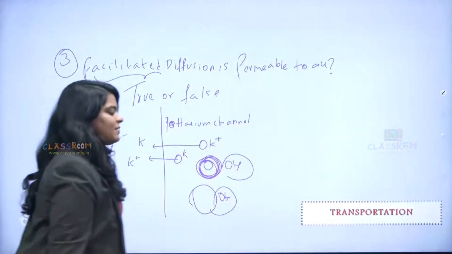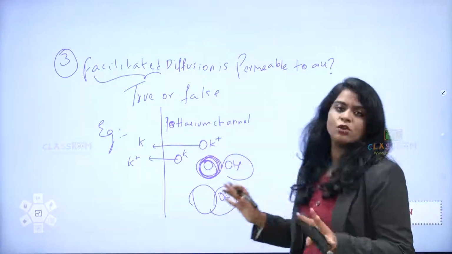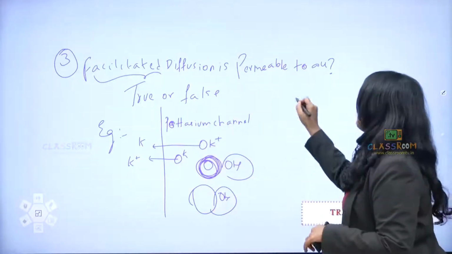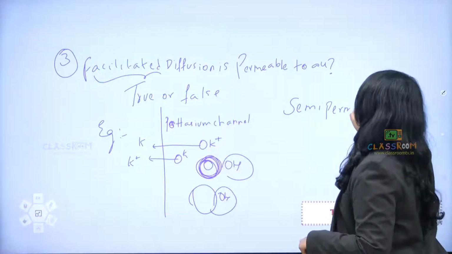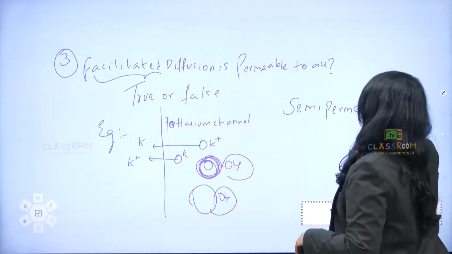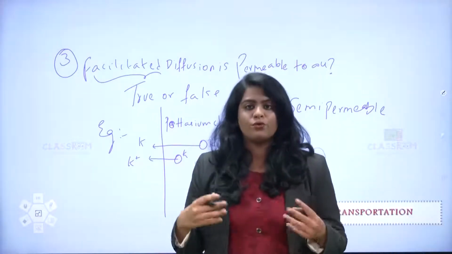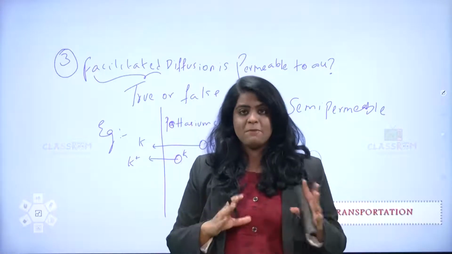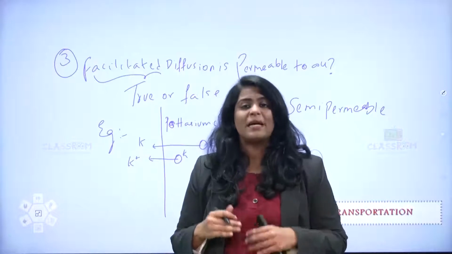So facilitated diffusion is a process where there is transportation of materials in a semi-permeable way. It does not allow all the substances to transfer. So it's going to allow only a few of the things. So semi-permeable. Facilitated diffusion means diffusion of particles but in a semi-permeable way.